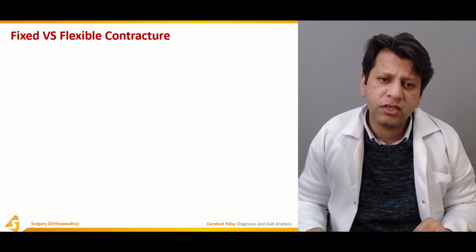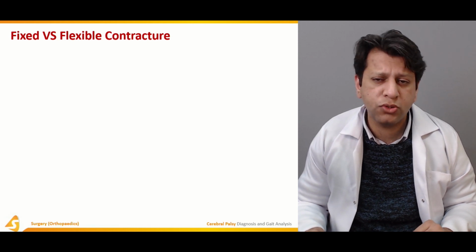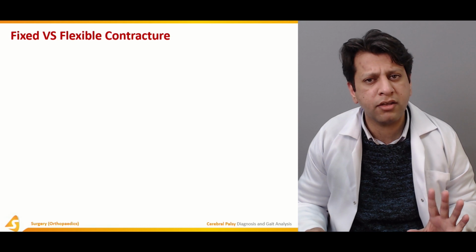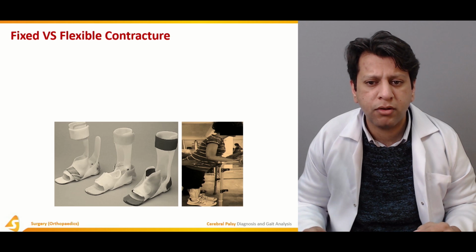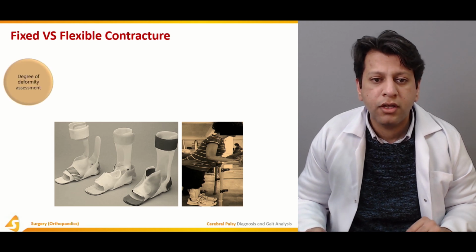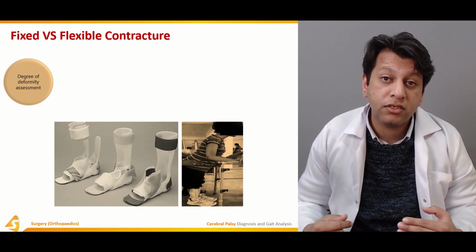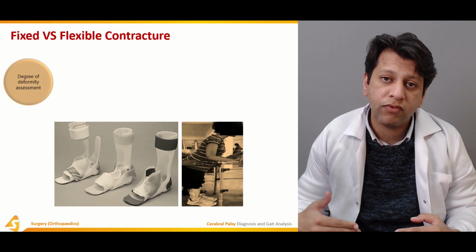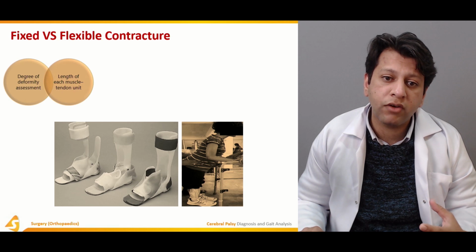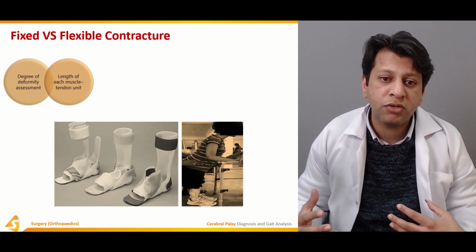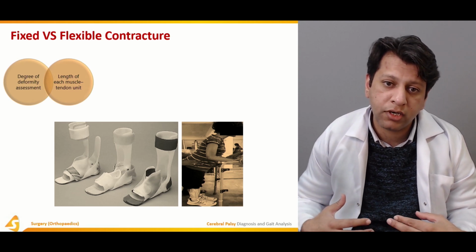Now, first we have to determine whether it's a fixed or flexible contracture, and then what can be done regarding this contracture. And usually there are contractures of the hip, knee, and ankle. They're almost always associated, because with a progressive disease there is always a problem in these children. Before we determine this, we have to determine the degree of deformity, for example if it is a flexion contracture at the hip, how much it is. Then the next thing is the length of each muscle tendon unit, because whether there is quadriceps tightness or hamstring tightness is important.